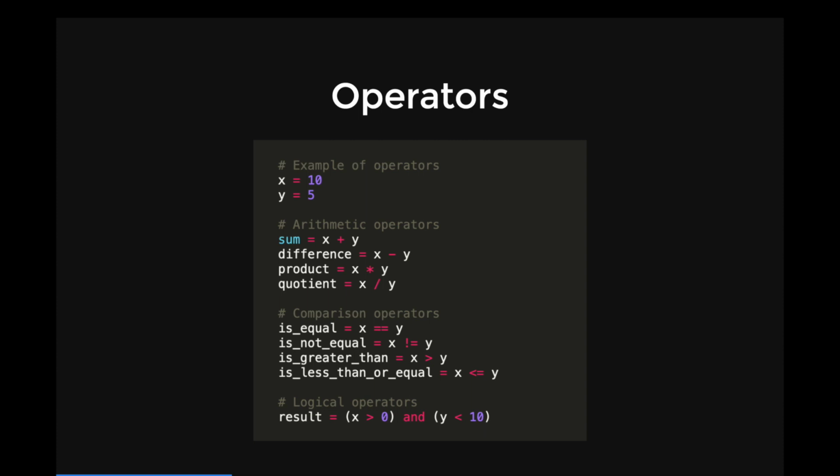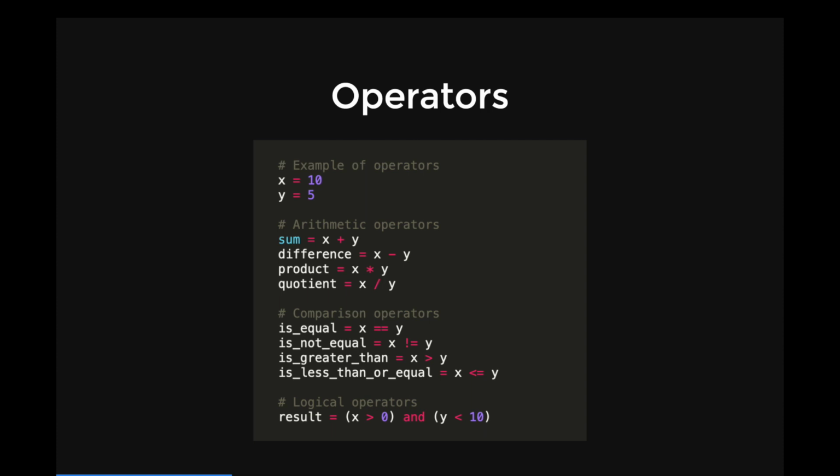So in the first case, is equal, x is equal to y, it's not, because x is 10 and y is 5. For the second variable, is not equal, it will be true because 10 and 5 are two different numbers. Is greater than, is x greater than y? Yes, it is, because x is 10 and y is 5. Is less than or equal to, x is 10, so it's not less than or equal to y, which is 5.